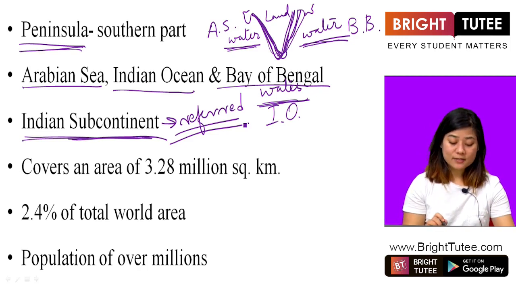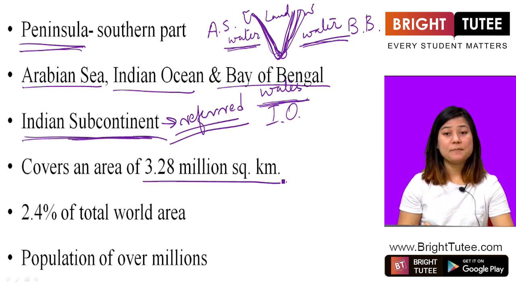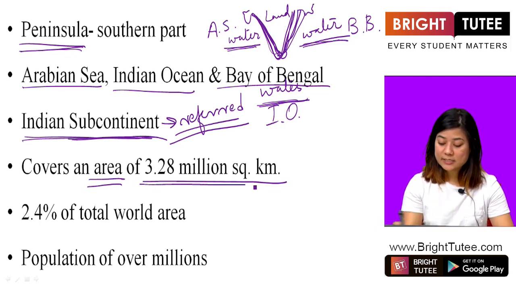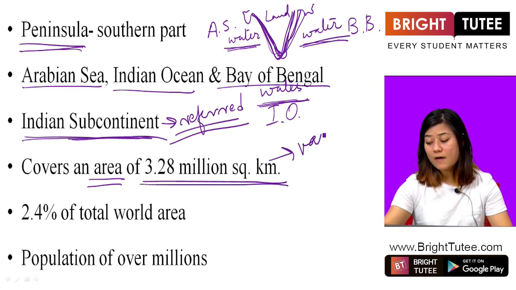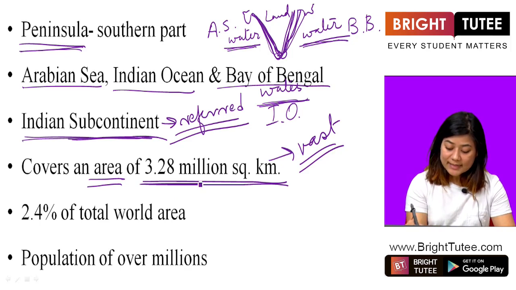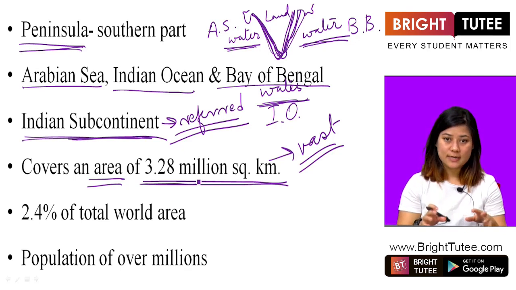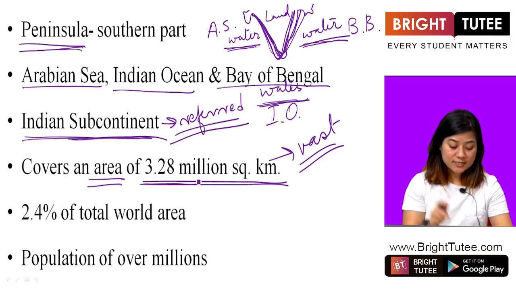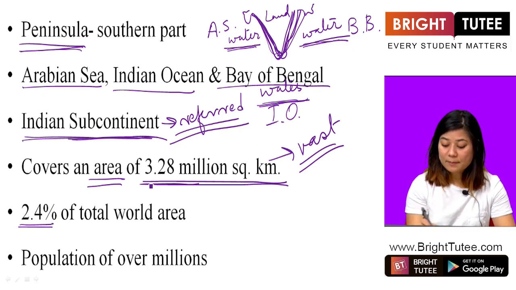Now, the landmass of India covers an area of 3.28 million square kilometers. So, the area which India covers is this much, 3.28 million square kilometers. So, you can see it's a vast area. India is a vast country. Now, when we compare that area to the world, there are so many countries in the world, right? So, out of the total area covered by all the countries, 2.4% of that total area is occupied by India.